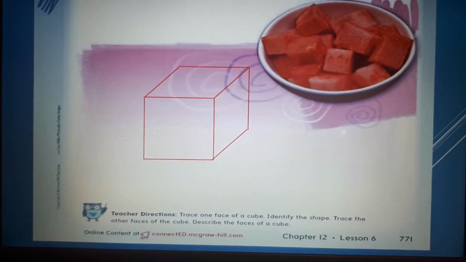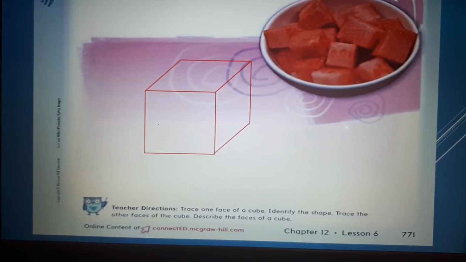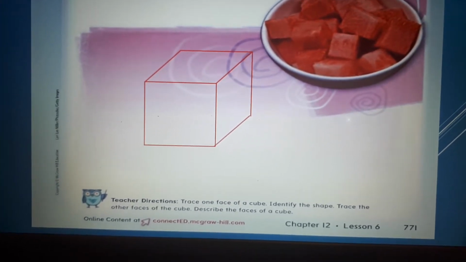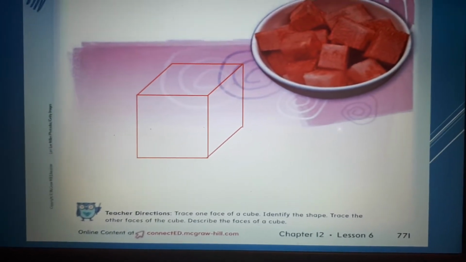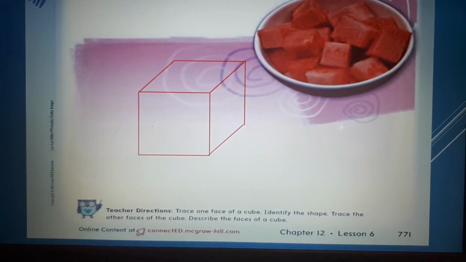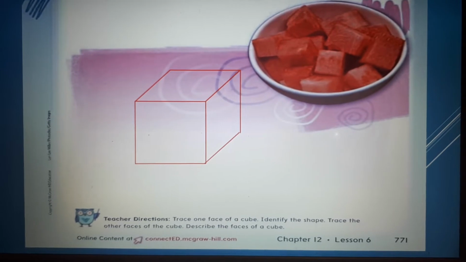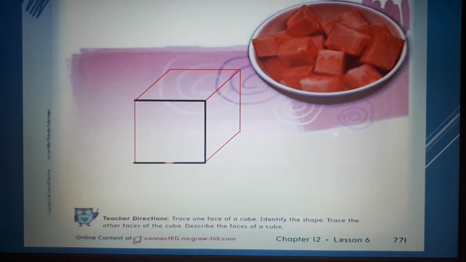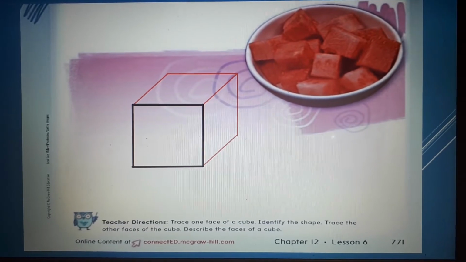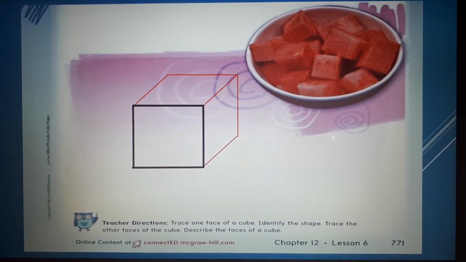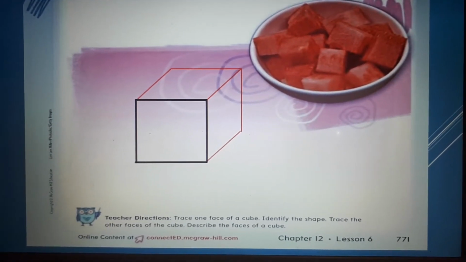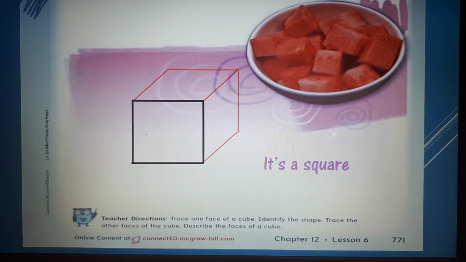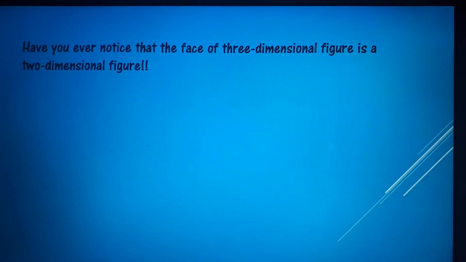Now we will do another thing. Take another color which is darker, or make the pencil harder a bit, and let's trace a face from the cube. You see, this way, let's trace them. Now, what face did you trace now? Yes, excellent, it's a square. Come on, let's continue our lesson.